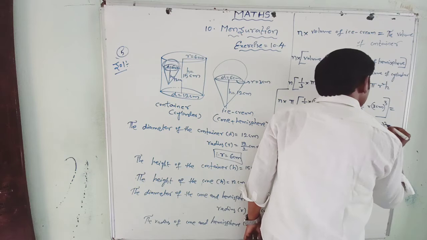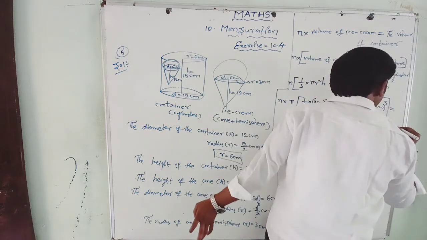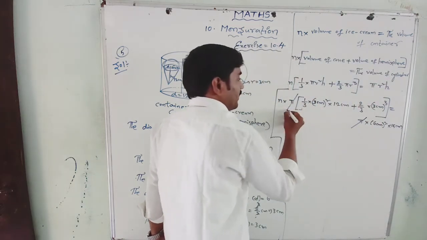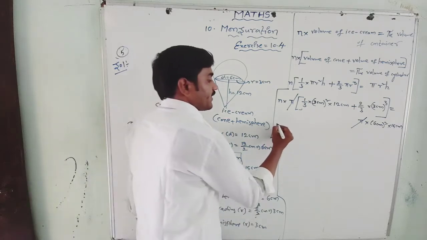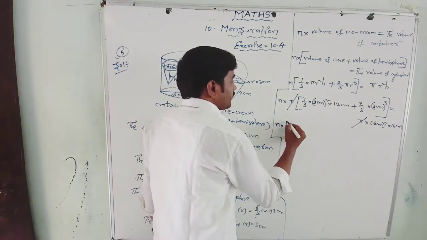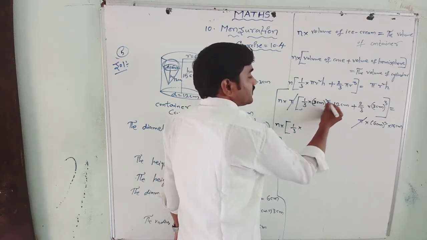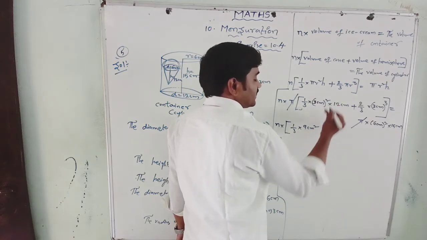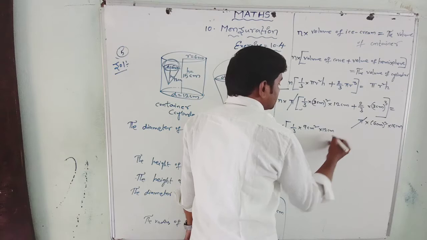6 centimeters whole square into height. The height of the cylinder, that is 15 centimeters. On both sides we can cancel pi. Now I can write n into 1/3 into 3 centimeter whole square, in the sense 9 centimeter square, into 12 centimeters.